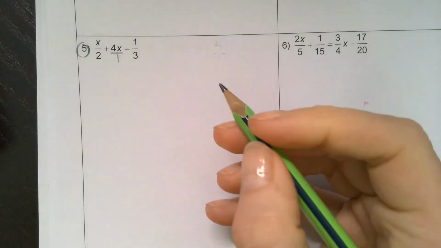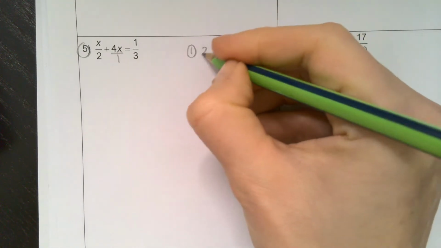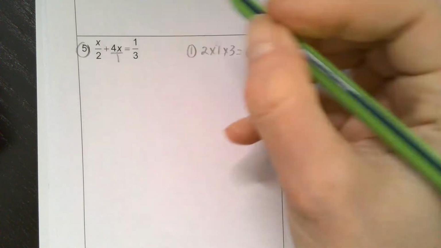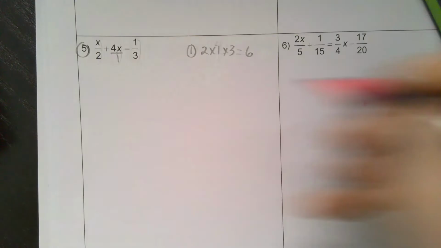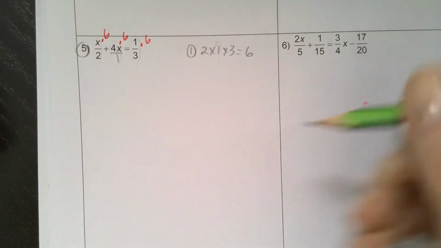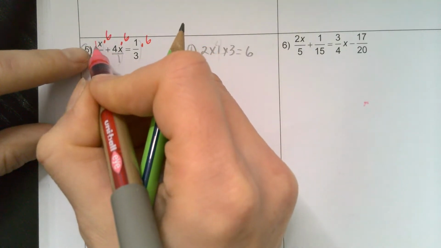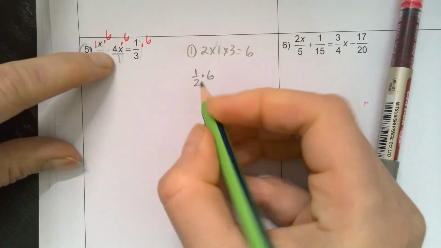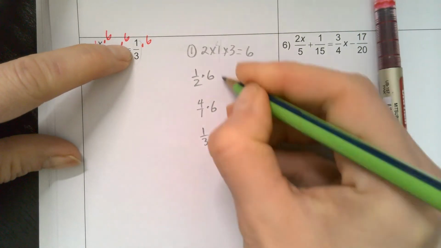So, what numbers do I want to get rid of? The 2, 1, and the 3. So I go 2 times 1 times 3. That's 6. So I have to multiply each term by 6. This term, and this term. So times 6, times 6, times 6. So, what number's in front of the x? 1. So that's really 1/2 times 6. And that's 4 over 1 times 6, 1 over 3 times 6.